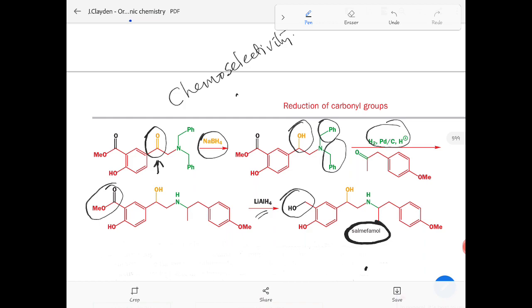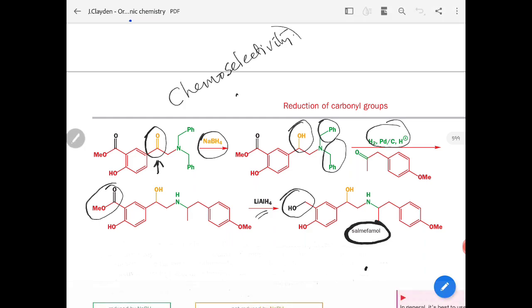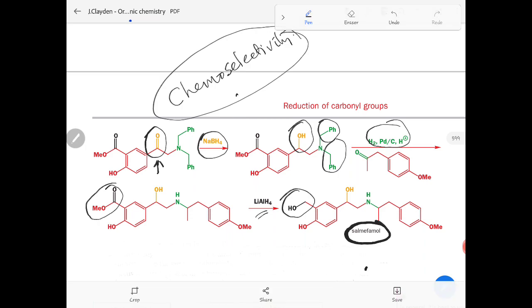So here in reduction, chemoselectivity is very important. When you discuss chemoselectivity, what is the factor that makes the reagent prefer a particular functional group over another functional group? That matters.